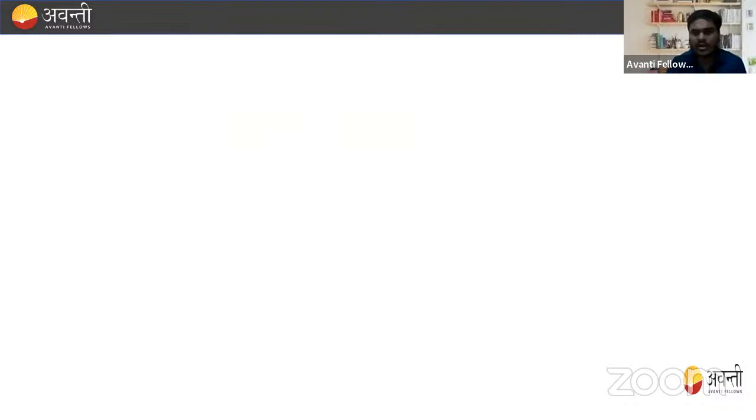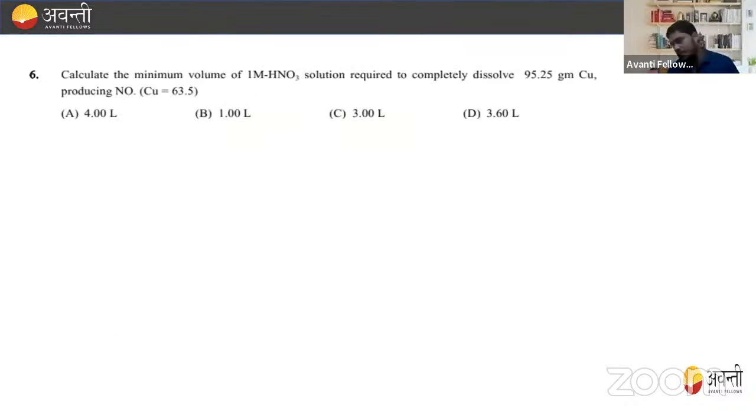Now, these all are single correct answer type questions. So this is the last one. In this sixth question, we have only one correct option for each question, right? So in this question, what you have to calculate is the minimum volume of 1 molar HNO3 solution required to completely dissolve 95.25 gram copper producing NO, and the molecular mass of copper is already given.